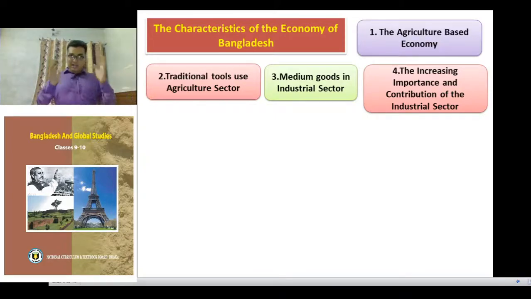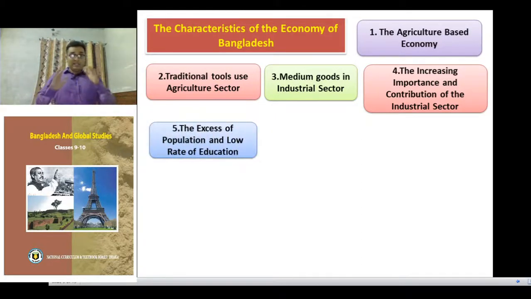Dear students, now I am going to discuss about the next characteristics of the economy of Bangladesh. That is the excess of population and low rate of education. So, dear students, from the birth of Bangladesh, overpopulation has become the main national problem of our country. Okay, at the same time, we can see the low rate of education of our country. Okay, so these are the characteristics of the economy of Bangladesh.